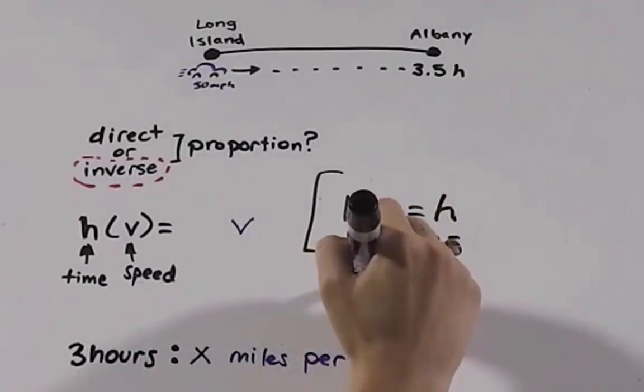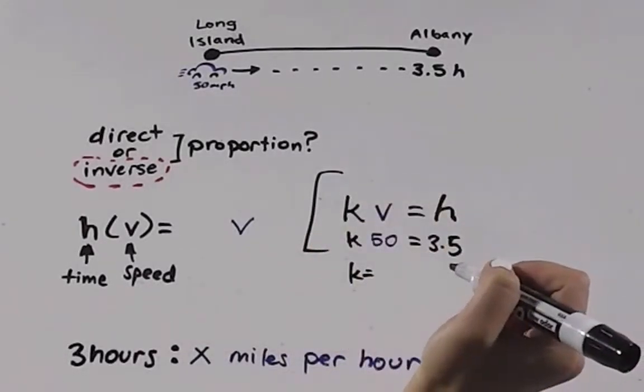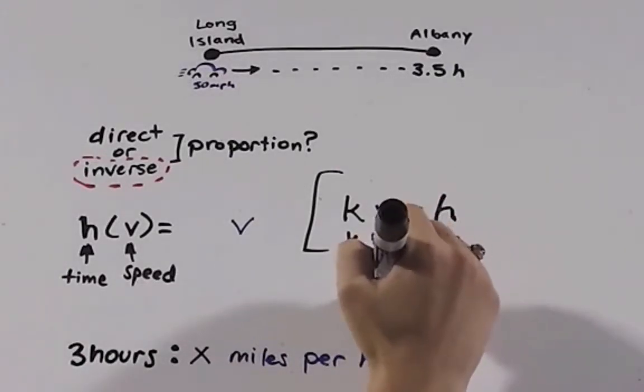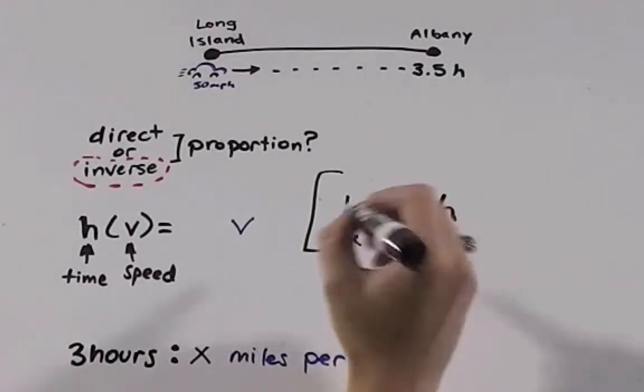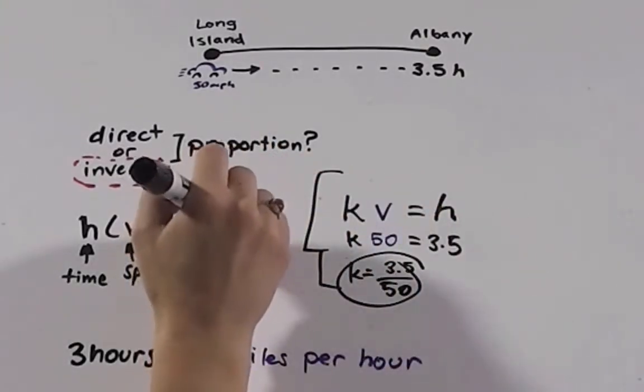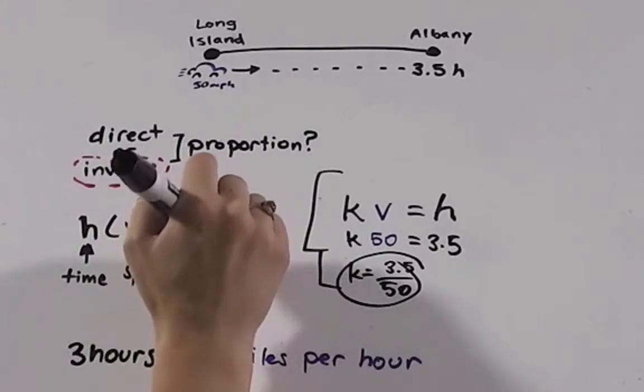And k is going to equal 3.5 over 50. So that's our k, 3.5 over 50.